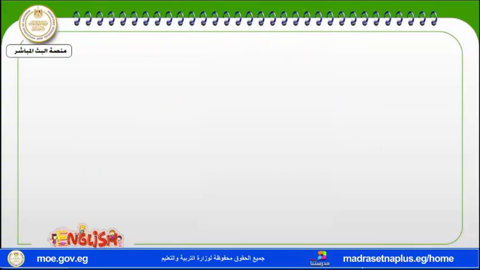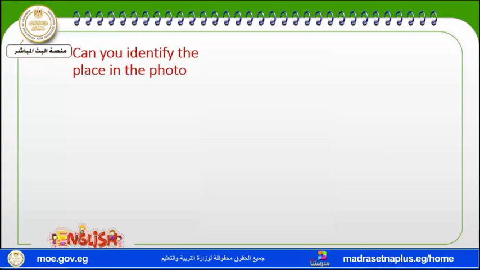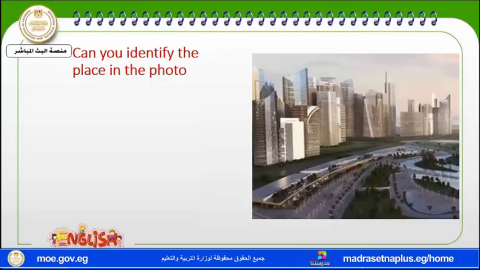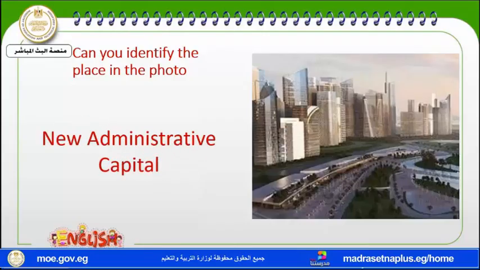Before we start talking about this place, I'd like you to look at the photo. Can you identify this photo? Do you know the city? Yes, it's the new administrative capital. The new administrative capital. This is a photo of the new administrative capital with different places there, green areas, and high buildings.